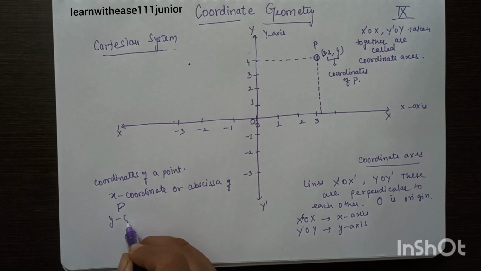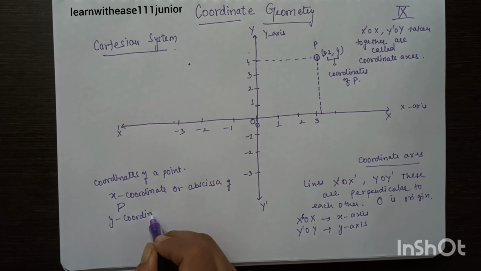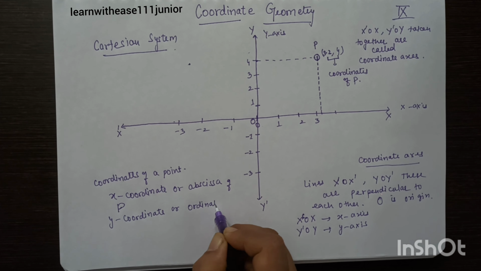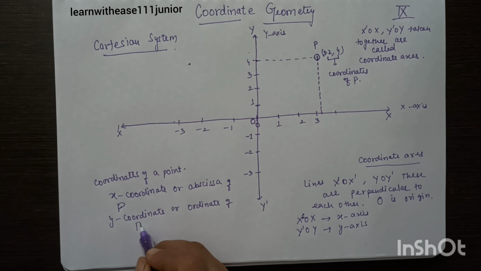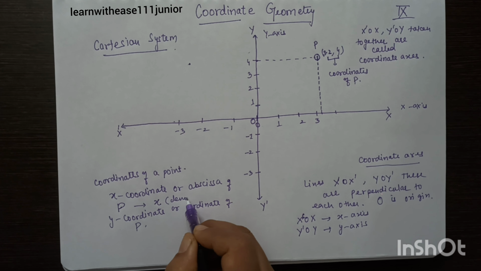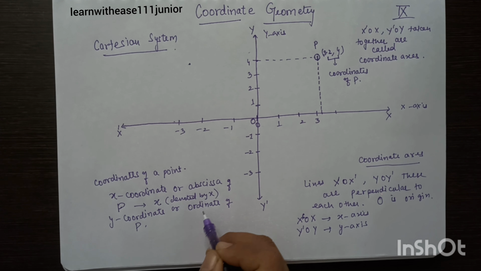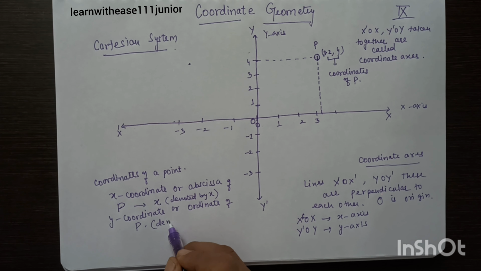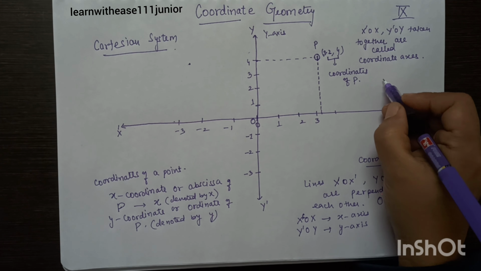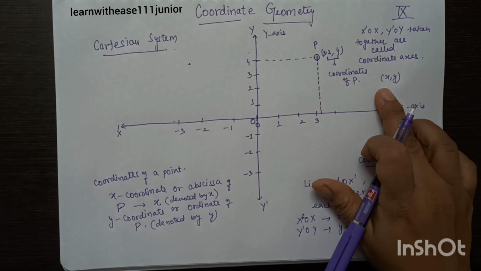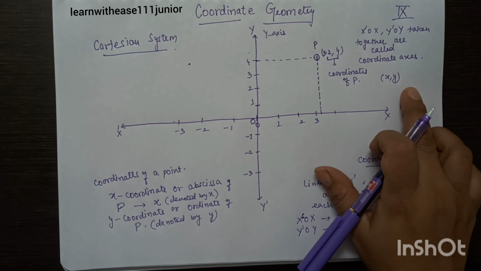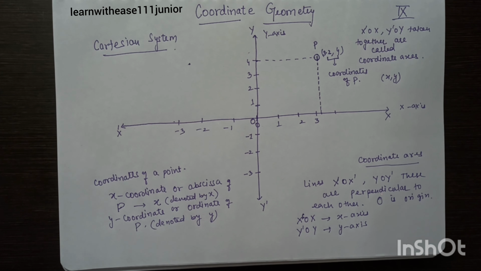Y coordinate is called ordinate of P. We generally denote the abscissa by x, and the ordinate is denoted by y. So if I am writing x comma y, that means of a particular point I am talking about x coordinate and y coordinate, right?